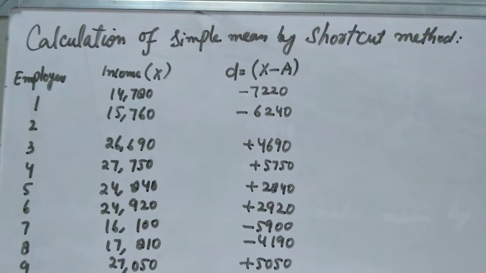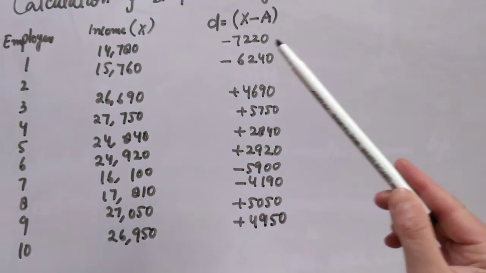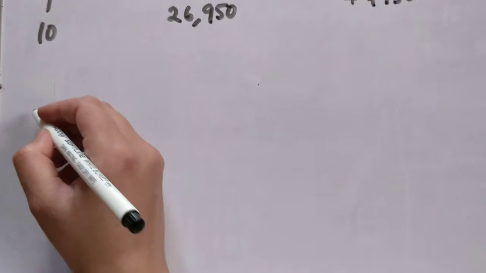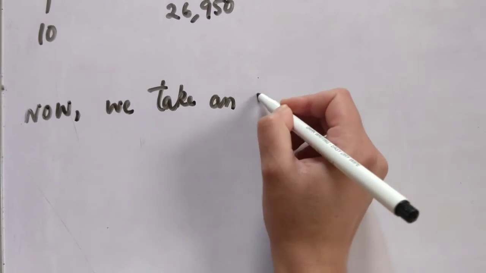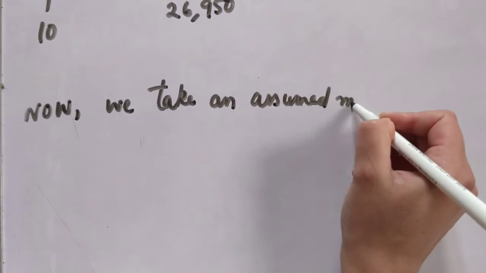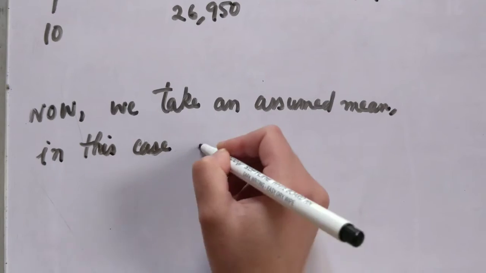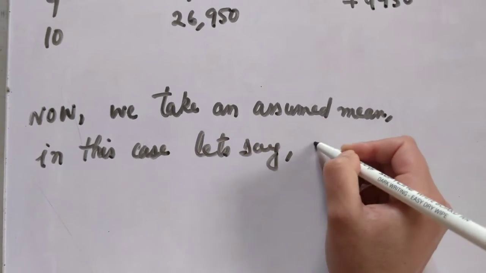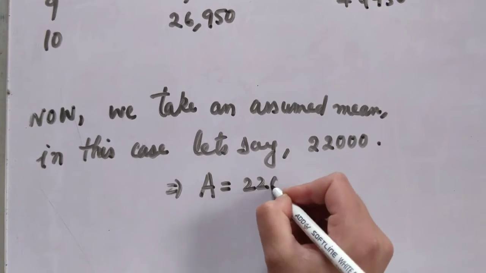Now let's solve this with shortcut method. So we have all the data, the individual series. The first step to it is to calculate the assumed mean. And how do we do that? We assume a middle value in the data series, and that is our assumed mean. Okay, so in this case, let's say a is equal to 22,000. So 22,000 is our assumed mean.